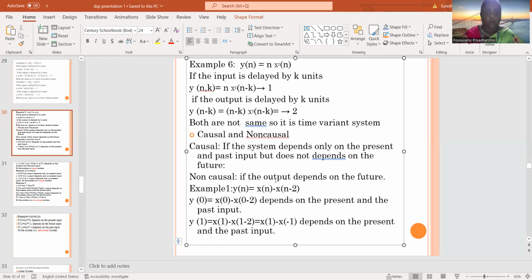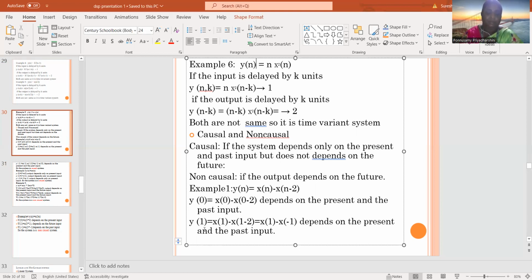The next is causal or non-causal systems. If the output depends only on the present and past inputs, but not on the future, it is called causal. What is non-causal? If the output depends on the future, it is called non-causal. Example, y of n is equal to x of n minus x of n minus 2. If I substitute values, I'm going to take 0, 1 and minus 1. If n is equal to 0, y of 0 is equal to x of 0 minus x of 0 minus 2. It depends on the present as well as the past input.